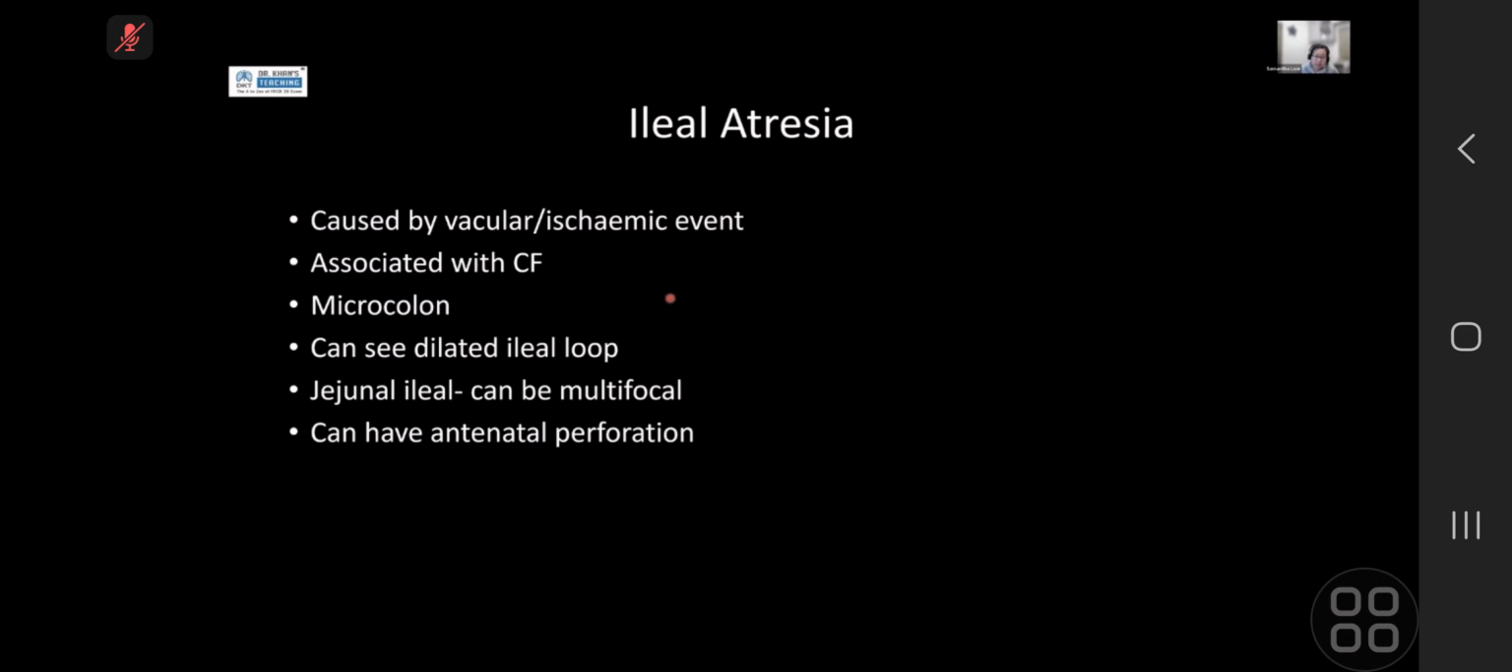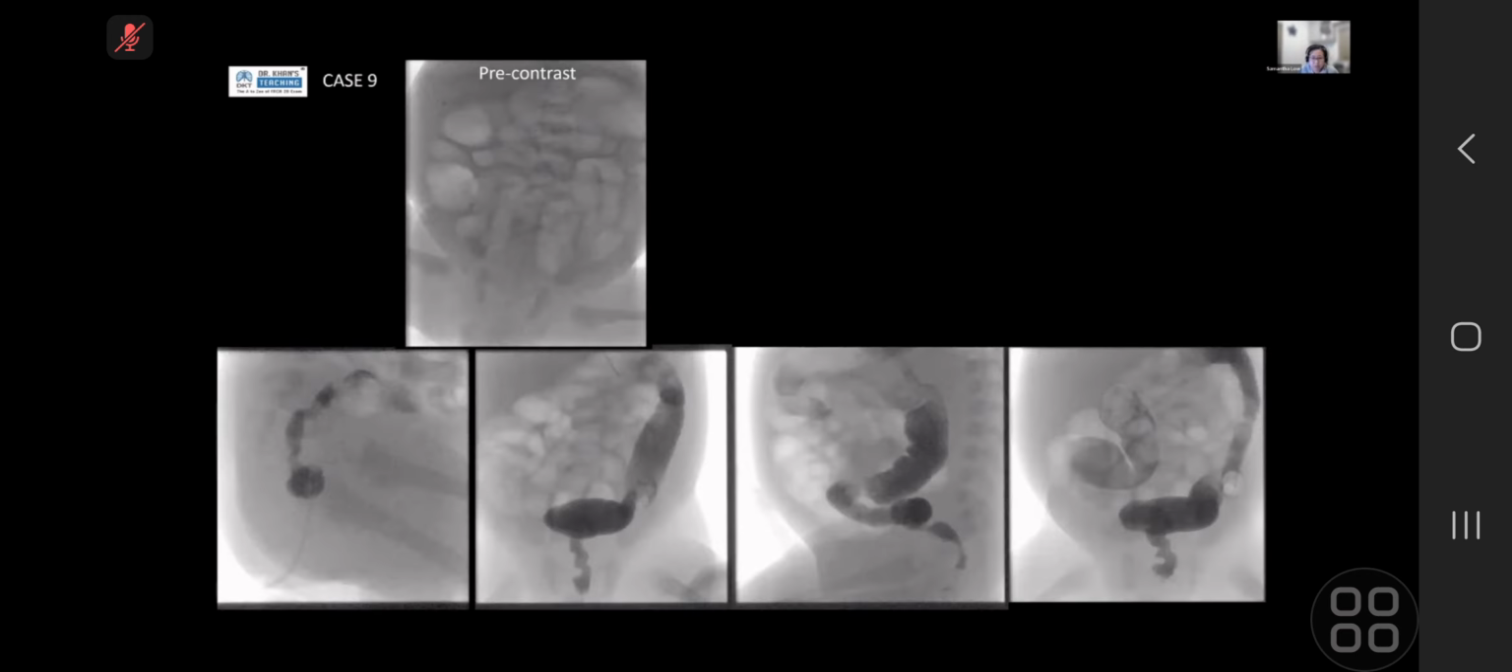Okay, so the good thing here is that when you do an ultrasound, or sometimes when you do an ultrasound, you can see a dilated ileal loop, which can help you with the differentials, or you can just get multiple distended fluid-filled bowel loops. And as I said earlier, it can be multifocal. You can have antenatal perforation. Okay, next case.